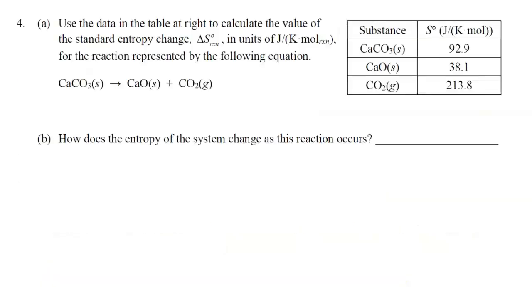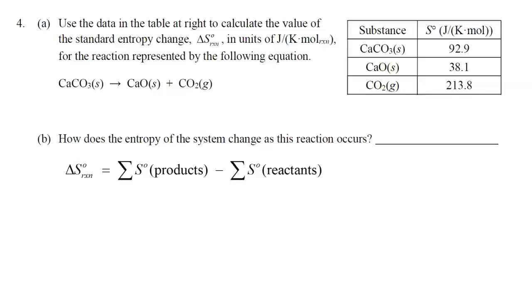All right, let's take a look at question 4. In part A, it says, use the data in the table at right to calculate the value of the standard entropy change, or delta S, in units of joules per Kelvin mole of reaction for the reaction represented by the following equation. So in this equation, we have CaCO3 solid, that's calcium carbonate, and it's decomposing to solid calcium oxide, CaO, and carbon dioxide gas.